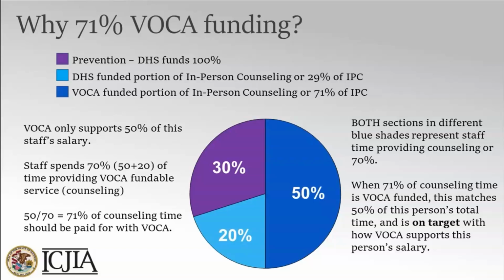So if you look at that dark blue shade again, and you consider what portion of that half of the pie is with the 70%, that 50% is actually 71% of the blue portion, or the total time spent doing in-person counseling. And when you line that up, that represents about half of this person's total time. And since VOCA pays half of this person's salary, it's on target with how much in-person counseling activity is actually being paid for with that grant.